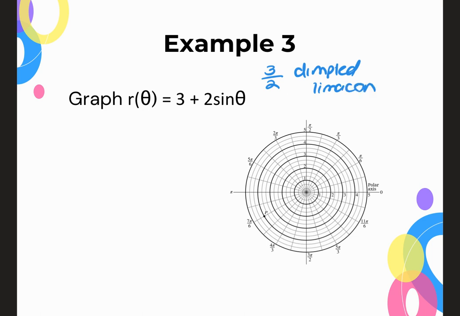Okay, then think about your symmetry. If it has sine, what kind of symmetry does it have? Pi over 2. So it's symmetric to theta equals pi over 2. That means anything that happens on the right-hand side of my graph is going to flip over and happen on the left-hand side of my graph. Now I will plot some points. And I'm going to plot points from the right-hand side of my graph. And then I'm going to flip them over to the left-hand side of the graph.